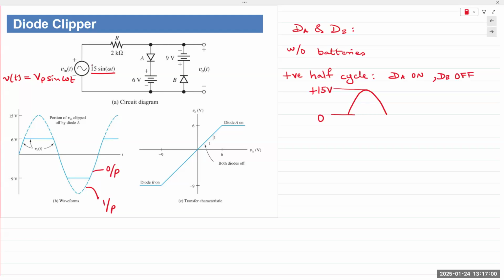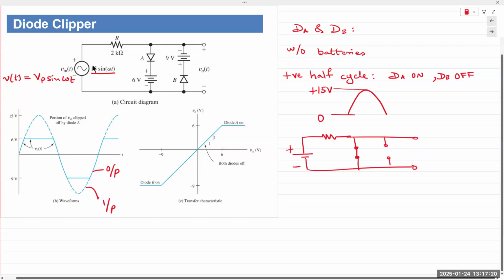So what does it mean? We can replace it with a short circuit. Model the circuit like this. Positive half cycle: one resistor, one short, and one open.